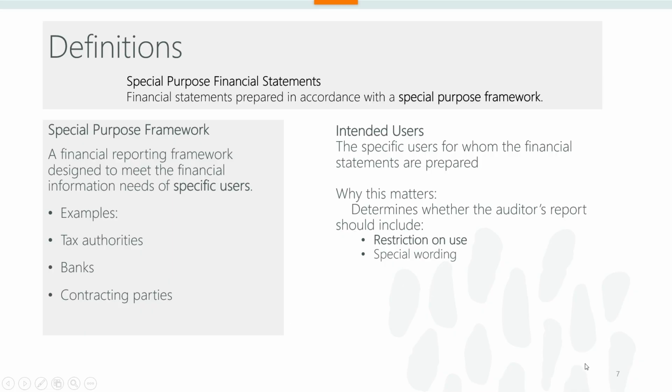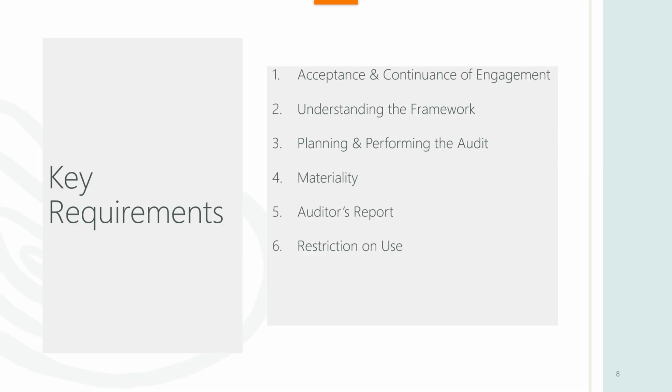Key requirements. We will now discuss the key requirements. This is the most important part of ISA 800. These financial statements are prepared for a specific purpose, as we know, so ISA 800 provides additional guidance for auditors. And these have six points. I'm going to explain them one by one in detail. The first point is accepting the engagement.